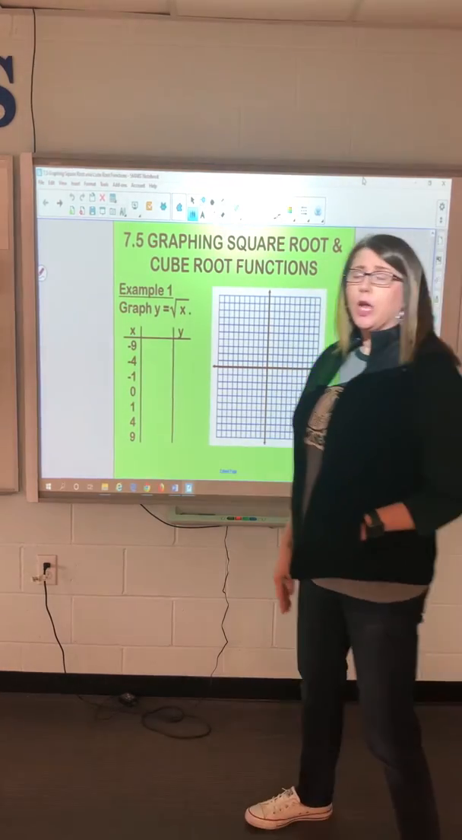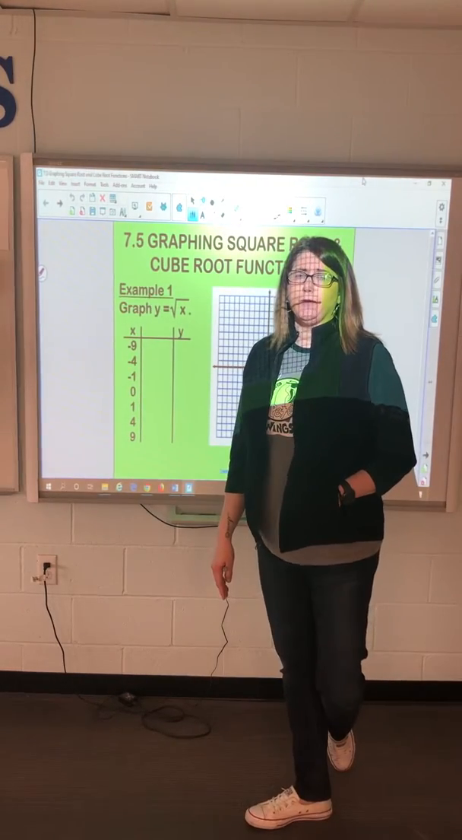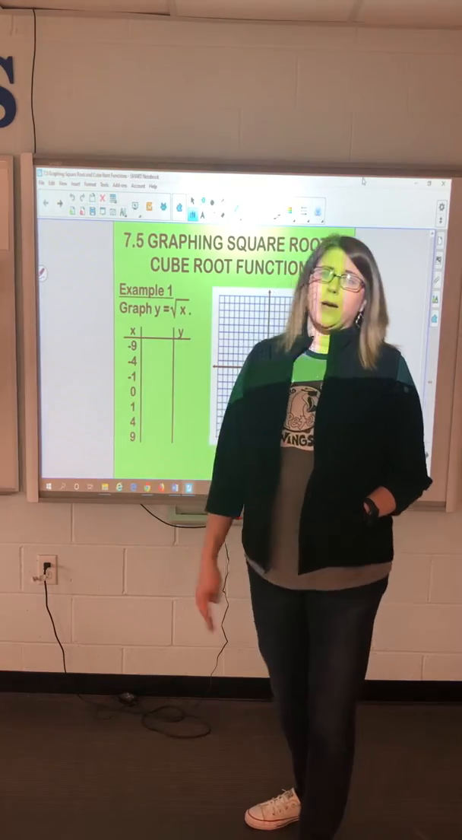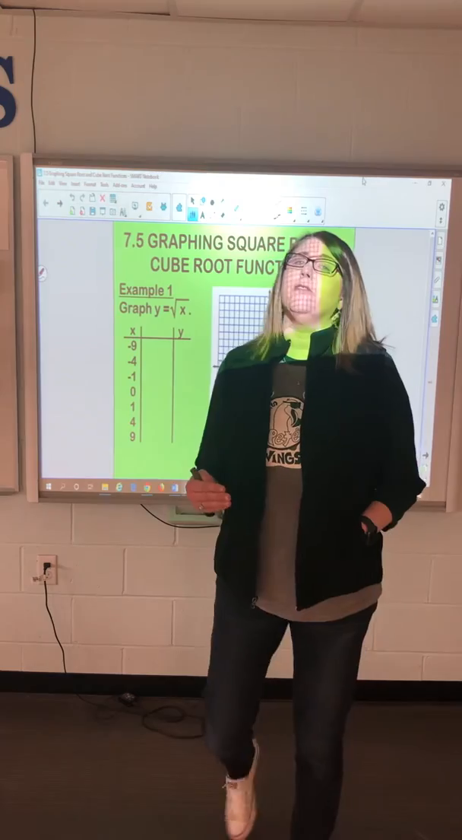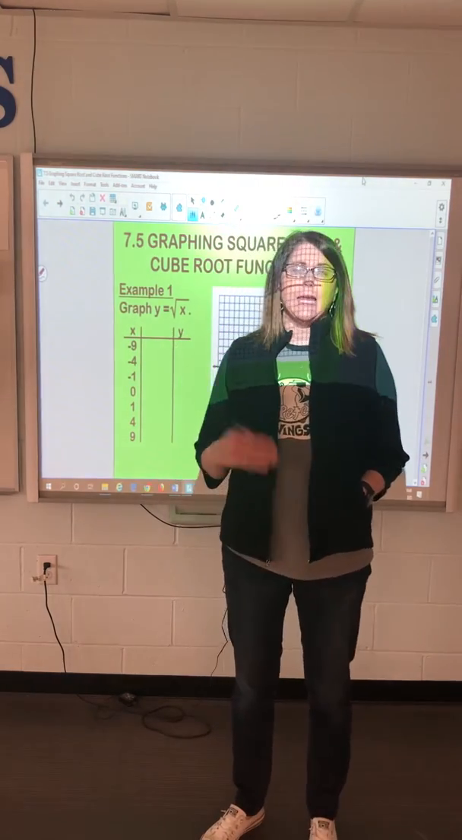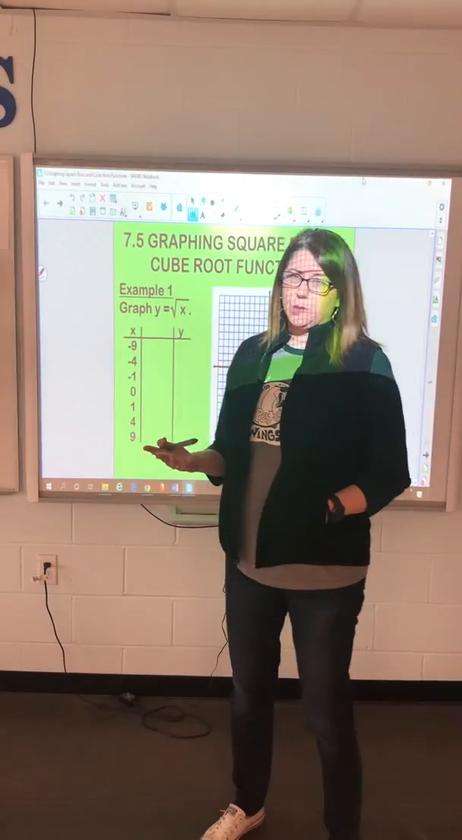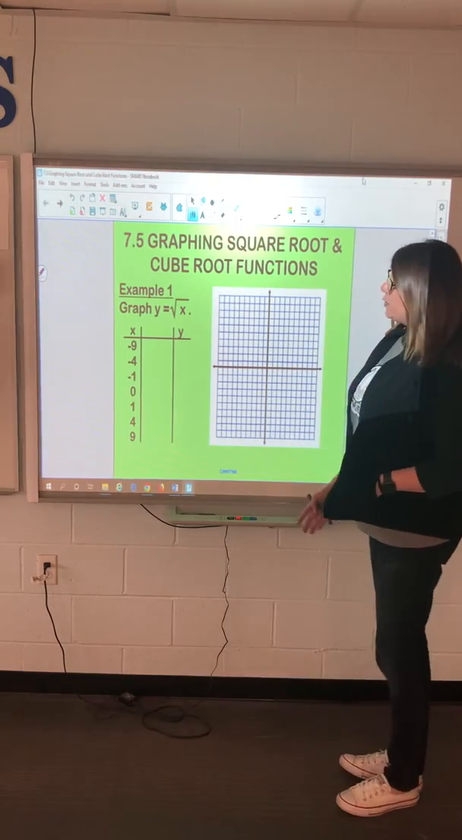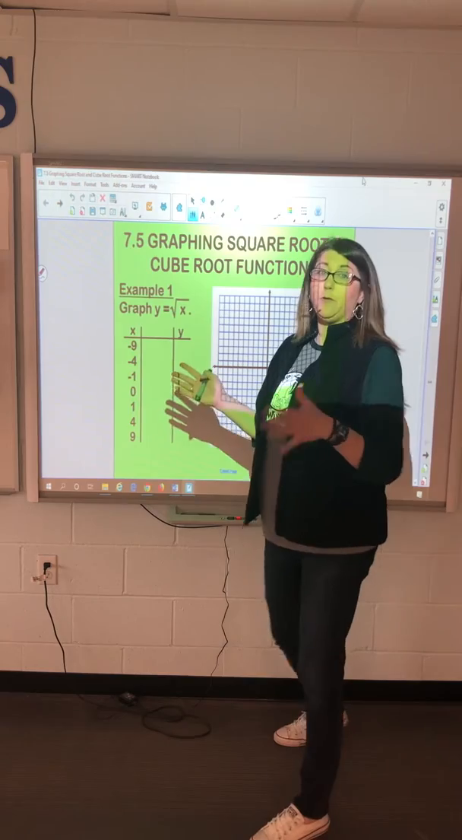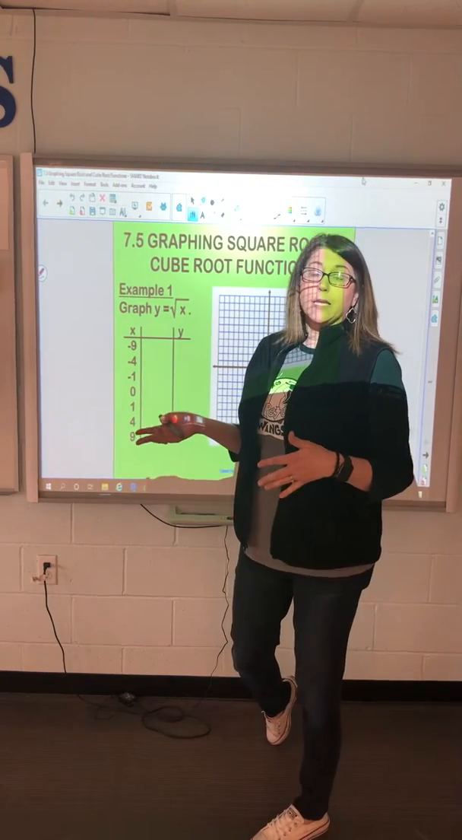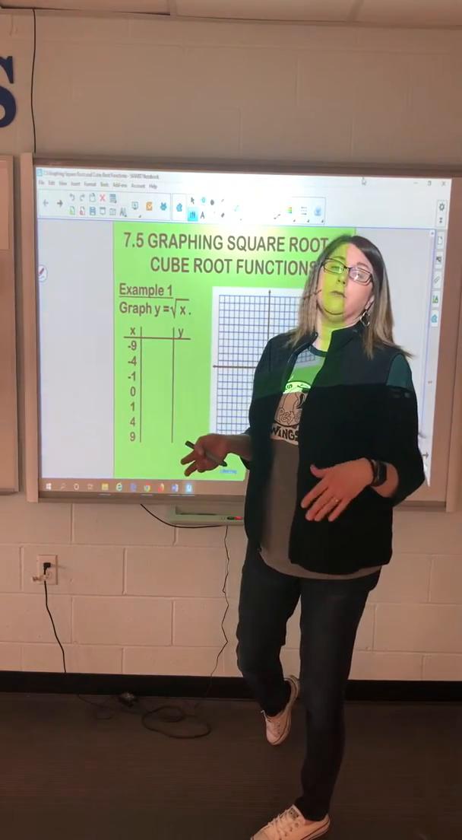We're going to start with doing part 1 of 7.5. And so this lesson is all about graphing square root functions and cube root functions. But for part 1, we're just going to focus on the square root functions, and then you'll have a homework assignment that goes along with that, okay? So we're going to start with this table of values. And by the way, if you've picked up your math packets, then you have the blank set of notes. So follow along with me and write this down.